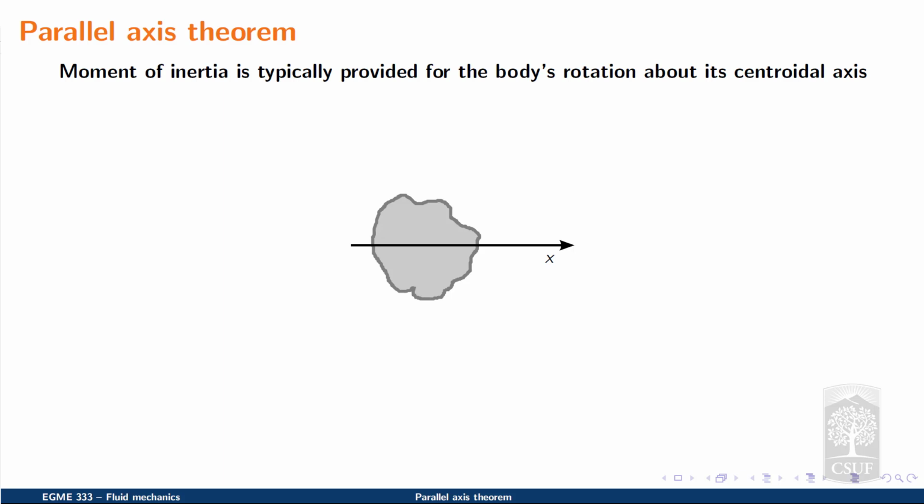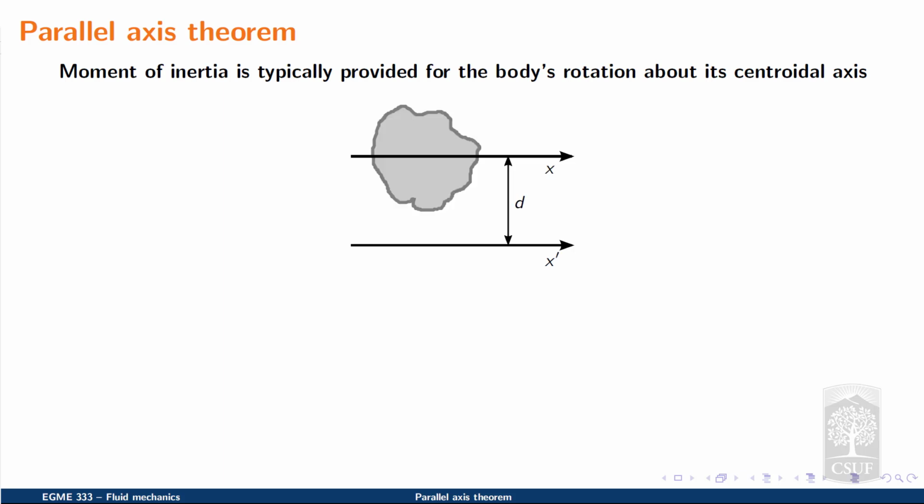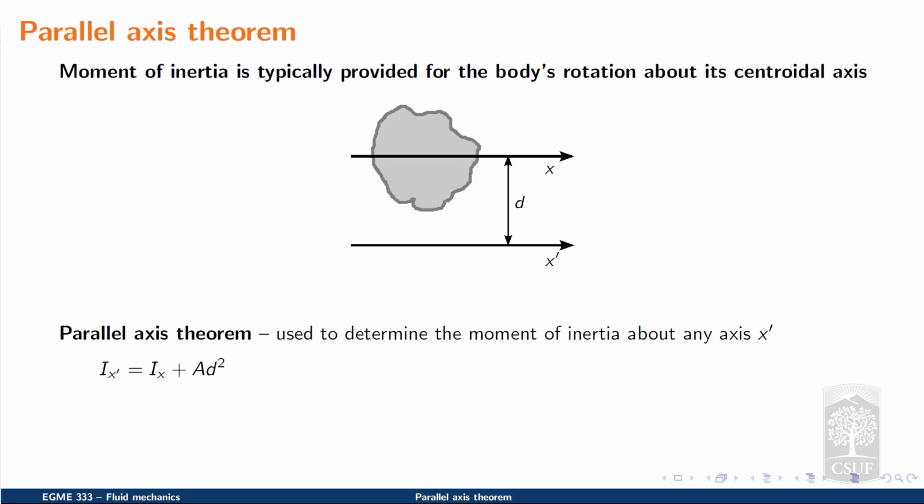However, in practice, there are several cases where the body rotates about a different axis, x prime, which differs from its centroidal axis. In order to compute this body's moment of inertia, we can utilize the parallel axis theorem, which can be used to determine the moment of inertia about any axis.